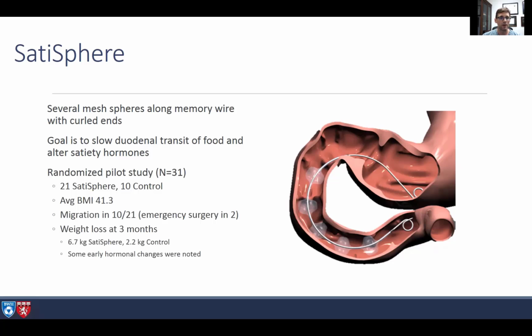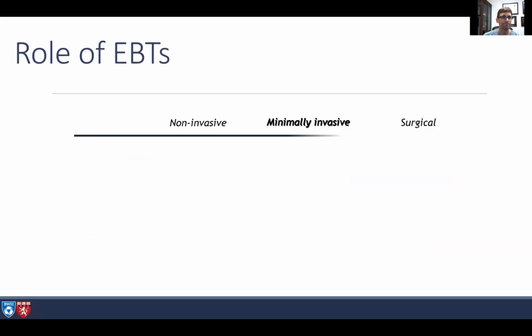Weight loss at 3 months was 6.7 kilograms in the treatment group versus only 2 in the control group. So there was an improved weight loss definitely in the treatment group there. We're looking for more information on that in the near future.